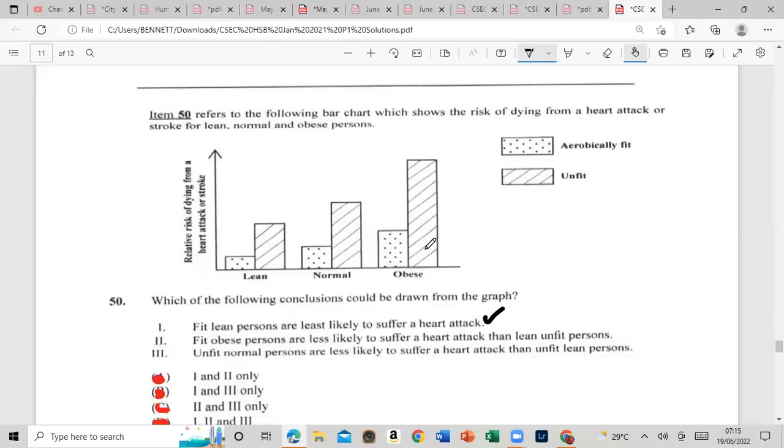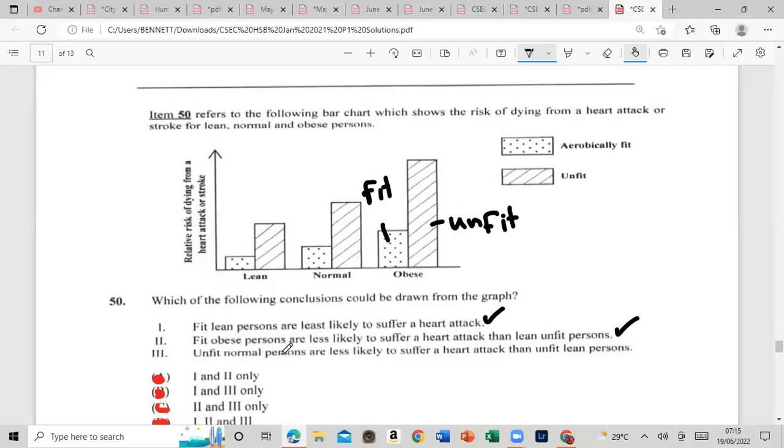We're dealing with obese, right? Obese, so these are the unfit. I'm going to label them. These are fit. Fit, obese, yes, these are less likely. Okay, very good, it's correct. So this is smaller.